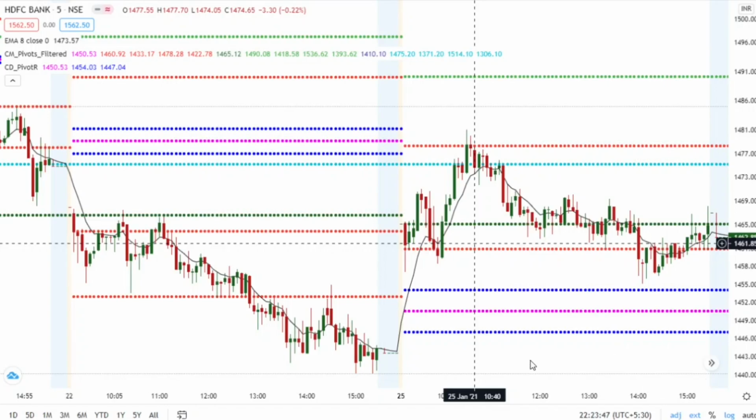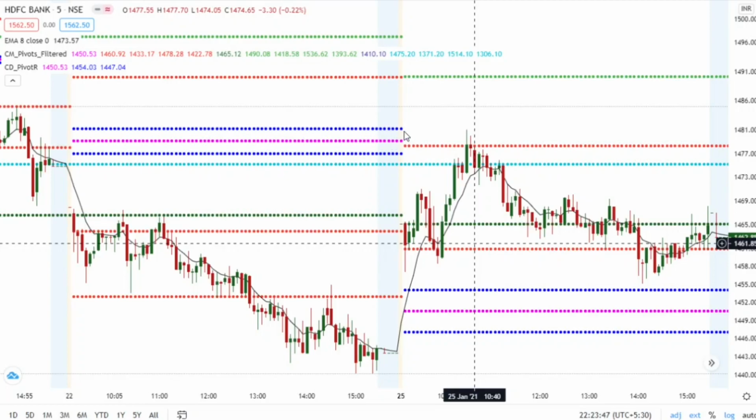In this example also you can see on 22nd price didn't touch the CPR, so it will become a virgin CPR. On 25th you can see how price made an upside move, and all of a sudden at the top CPR price made a doji candle, and you can see how price fell down and how much profit you would have made with this trade.